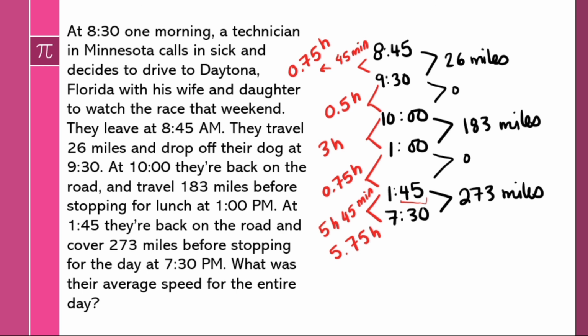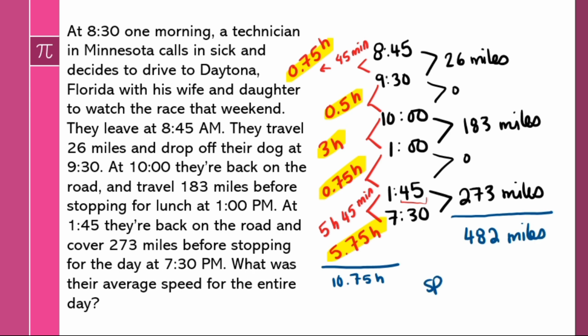Okay, I'm going to highlight the things that are going in because there's a lot of information to find my total time. All right, these are the numbers I'm going to add up. That total will be 10.75 hours. I'm going to add up on the other side all the distances I covered, because that's not cumulative. I did this in this 45 minutes. I did another distance in this 45. So I'm going to add up 26 plus 183 plus 273 should give me 482 miles.